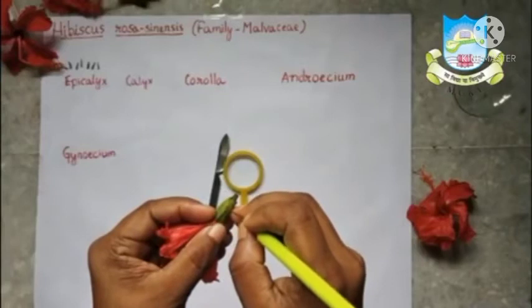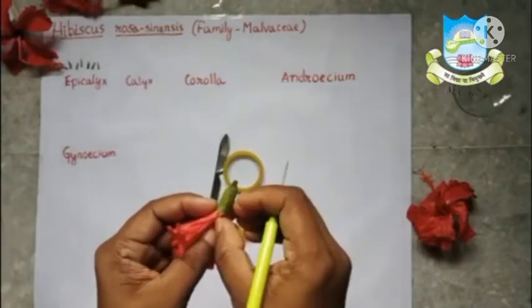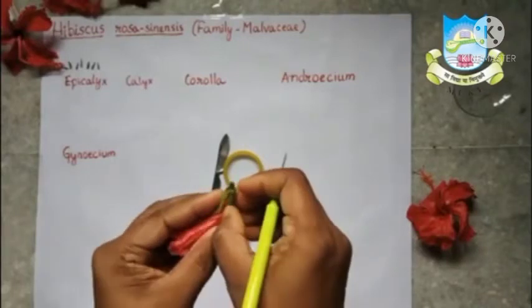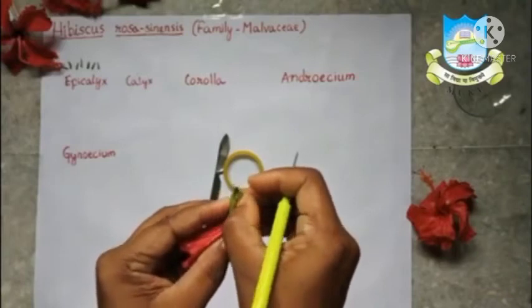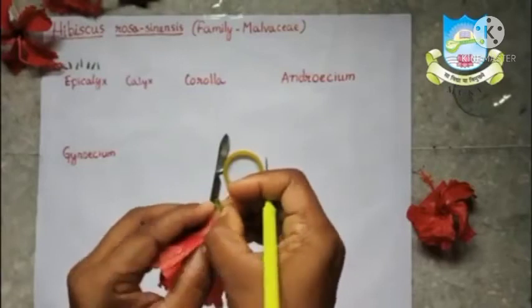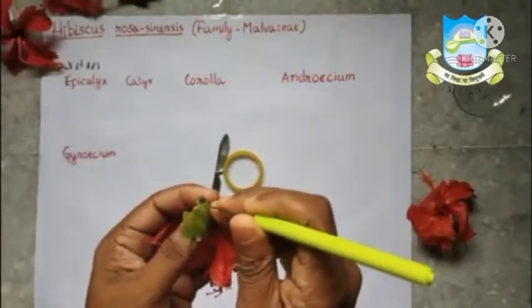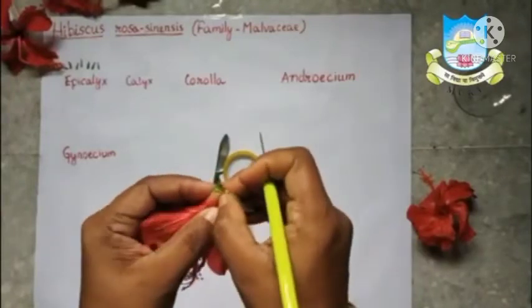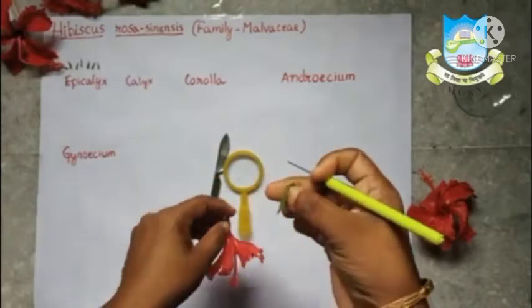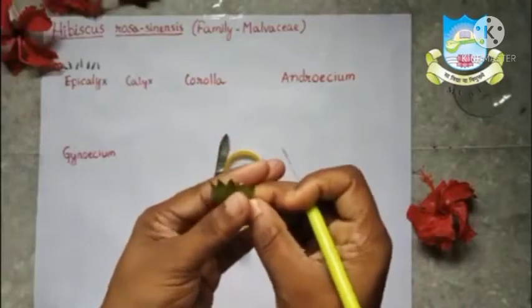So let us make a small incision and let us try to take out the whorl of sepals. Fine. So how? Simply you can use your finger and you can slowly pull out the outermost whorl. You can use the needle if you get a little bit of obstruction, and you can very easily take out the arrangement of petals.